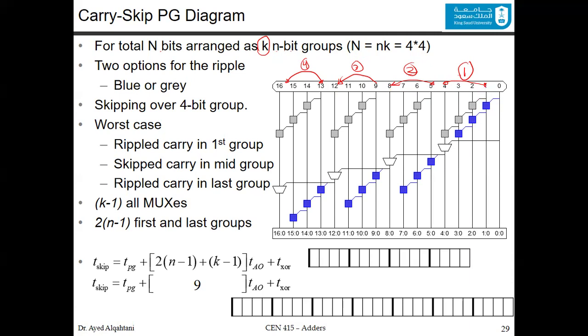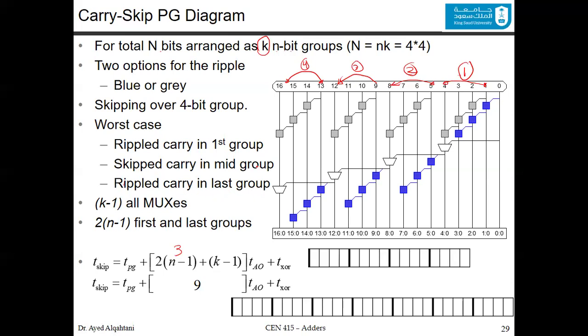So notice that we started from 1 to 16, not 0. To get the delay of 9, we say that we ripple in the first and in the last group. The rippling in a 4-bit group is actually n minus 1, so it is 4 minus 1, which is equal to 3. So it's n minus 1, which is 3 in our case, for each group. Why are we multiplying by 2? Because we ripple 2 times, 1 in the first group and 1 in the last group.